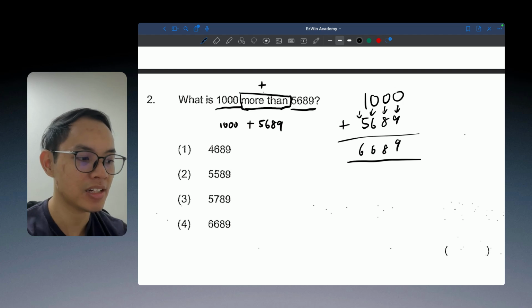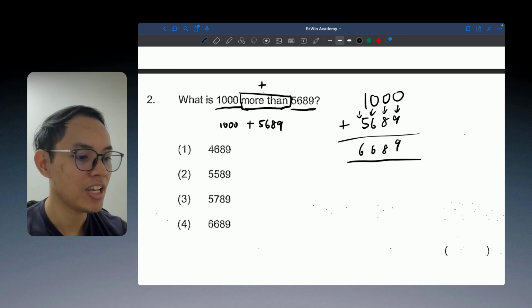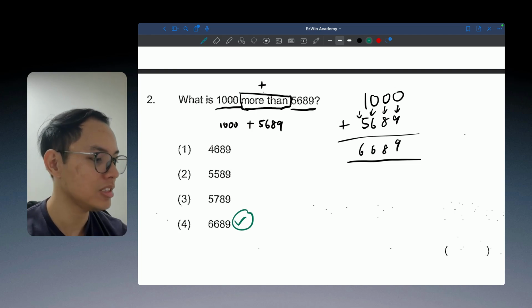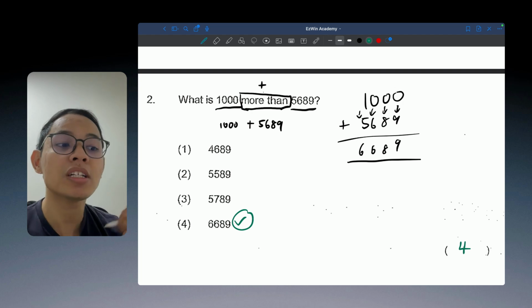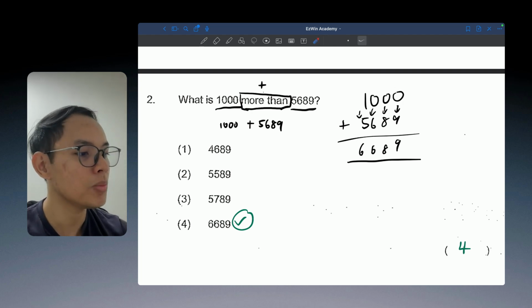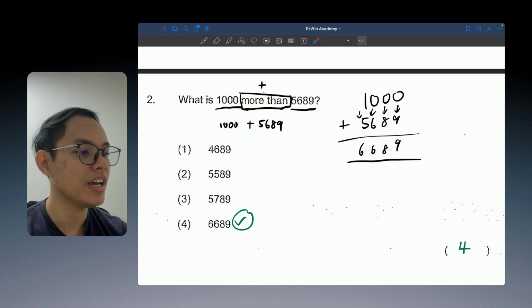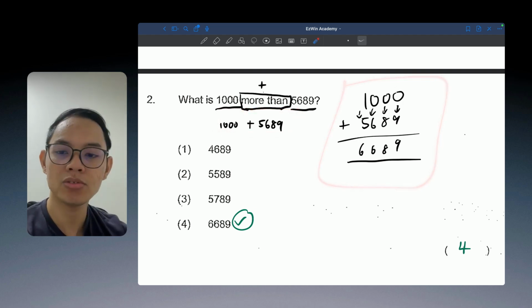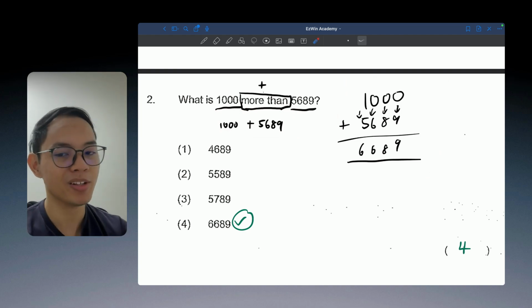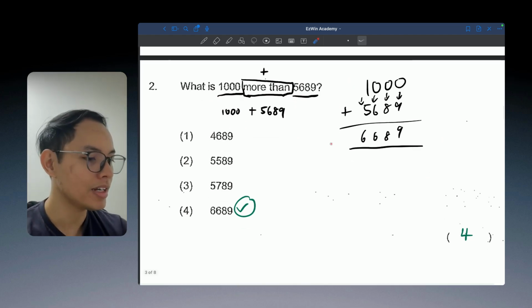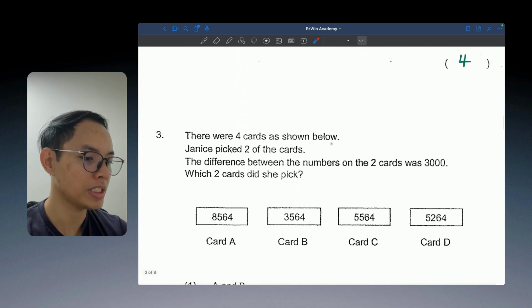Can you see 6689? If you say it is number 4, you are correct. So this should be number 4. So just take note that if you see the words more than, just put a plus, right? And then you can see that it's 1000 plus 5689, and then you can do your workings over here to see the correct answer. All right, that's it. All right, let's move on to the next question.